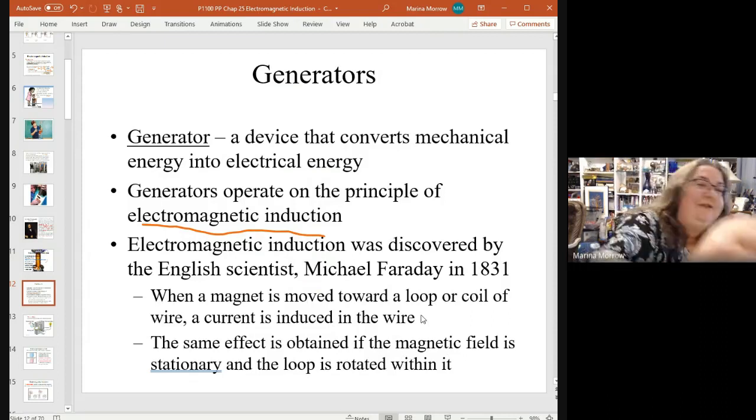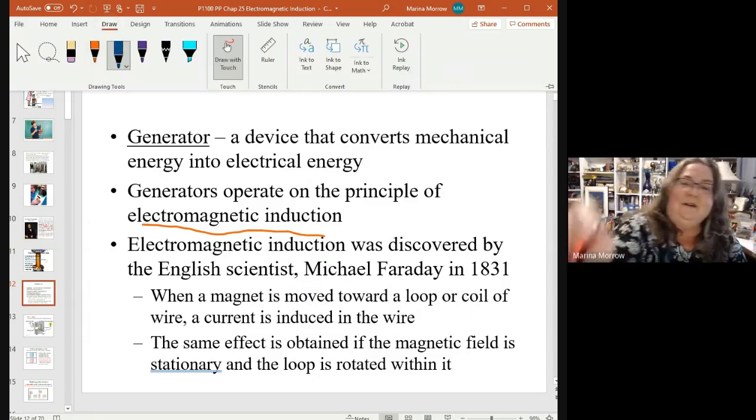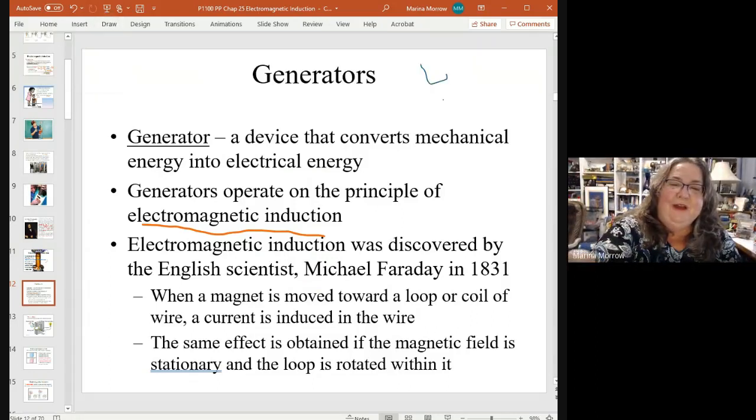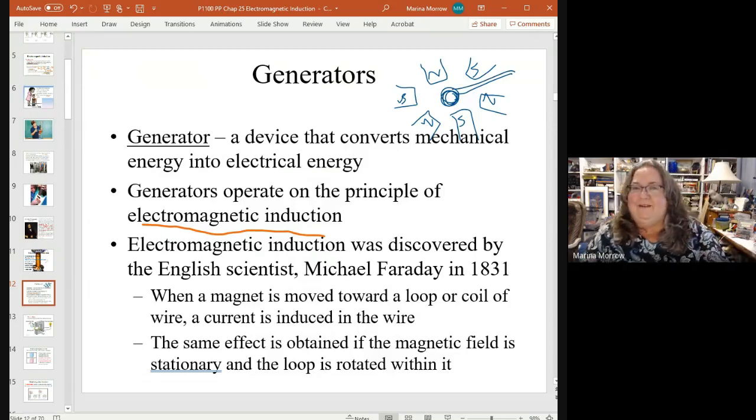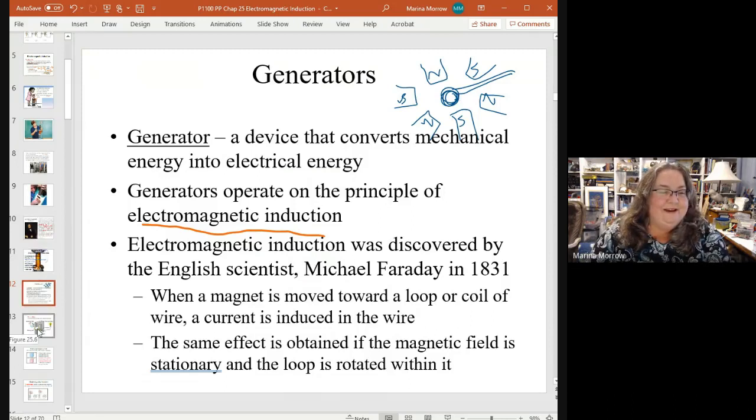So, you can think of a generator. You've got magnets, north, south, north, south. And then you've got a coil of wire, and you rotate the coil of wire, and you're going to get electricity, right? So you can keep the magnets stationary and make the coil do the work. So anyway, that's one of the ways to generate electricity.